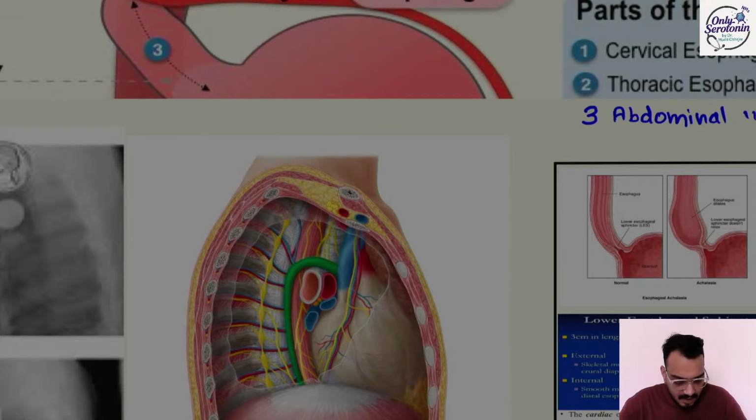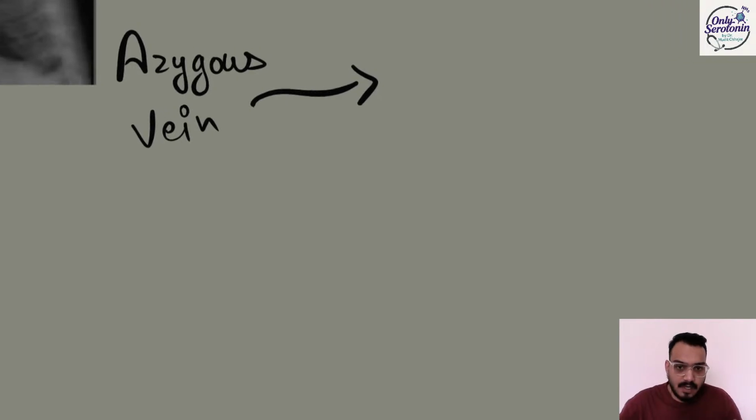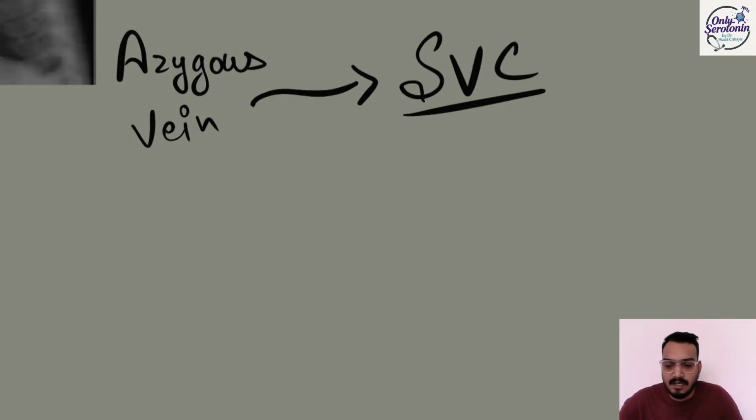Can you see this green colored thing here, guys? It is your azygous vein, right? What should you know about this, guys? The azygous vein is going to collect the blood from so many veins, and it is going to drain into the superior vena cava. Where is it going to drain, guys? It is going to drain into the superior vena cava.